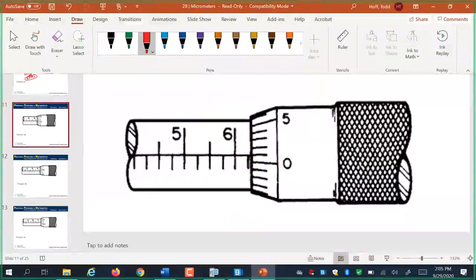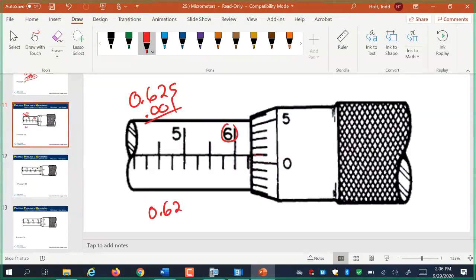So let's read this one. Somebody tell me what you got for it. Again, the reason I'm jumping back and forth is a lot of people screw up the decimal points. A lot of people would want to say 6.25. That's not correct. Remember, this is inches, so this is 0.625. The thimble then is reading 1, so that's 0.001, giving us 0.626 inches.